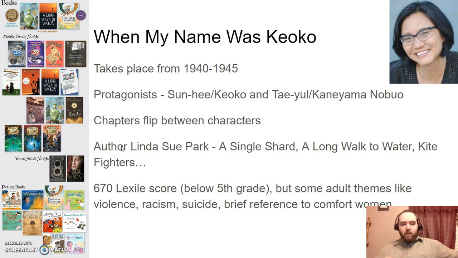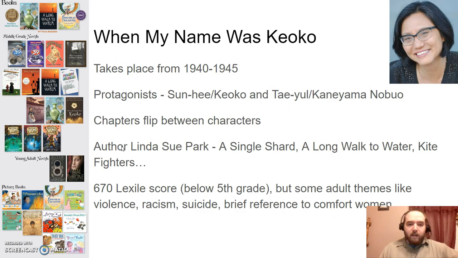So this particular book, and there's a lot of different covers of it, takes place between 1940 and 1945. What's kind of interesting about it is it looks at what Korea was like under Japan when Japan was winning World War II, and then what it looks like all the way through to the end when Japan loses World War II.